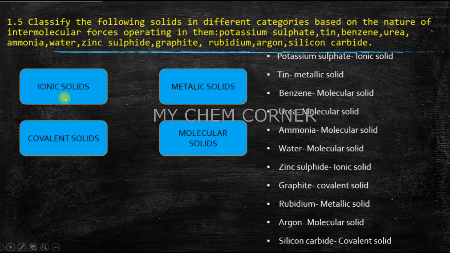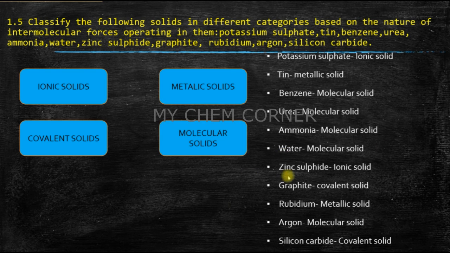Ionic solids meaning our constituent particles are going to be ions. If you're talking about metallic solids, your constituent particles are going to be metals. If you're talking about covalent solids, your constituent particles are going to be atoms. Or if you're talking about molecular solids, your constituent particles are going to be molecules. So depending on that, you can identify by looking at these examples. Potassium sulfate, they are ionic solids because you can get potassium ion and sulfate ion. Tin is just a metal, therefore they are metallic solid. Benzene is a molecule, therefore they are molecular solid. Similarly, urea, ammonia, water, they are all molecules, so they are classified under molecular solid.